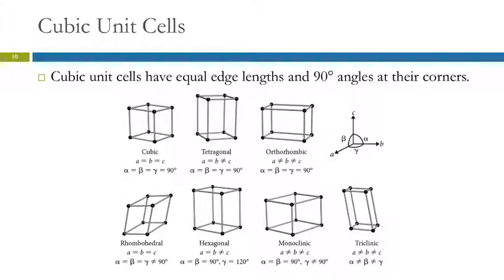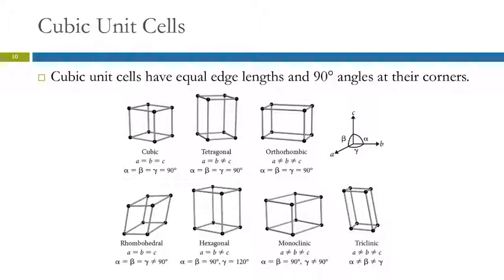We are mostly going to be looking at cubic unit cells, but there are a lot of other types of unit cells as well. Cubic unit cells have equal edge lengths and 90-degree angles. That's the definition of a cube, right? So here we have a cube. The length, the width, and the height are all the same, and all the angles are 90 degrees.